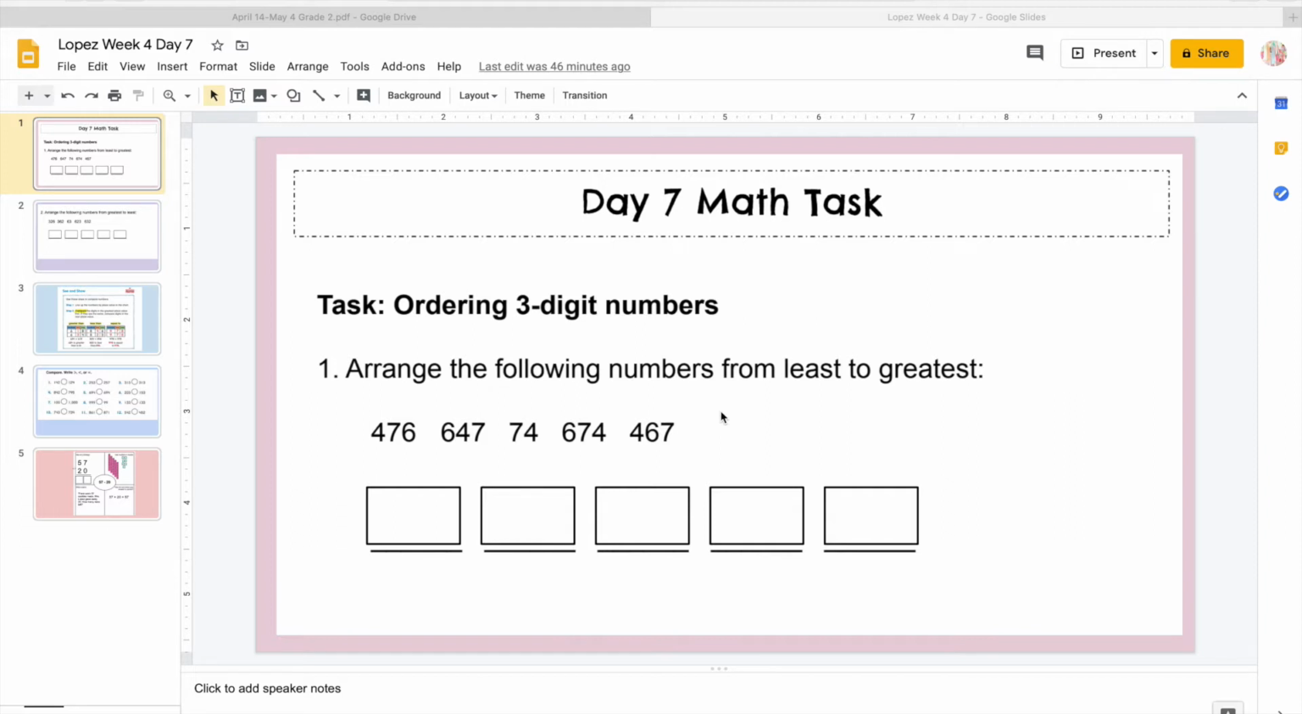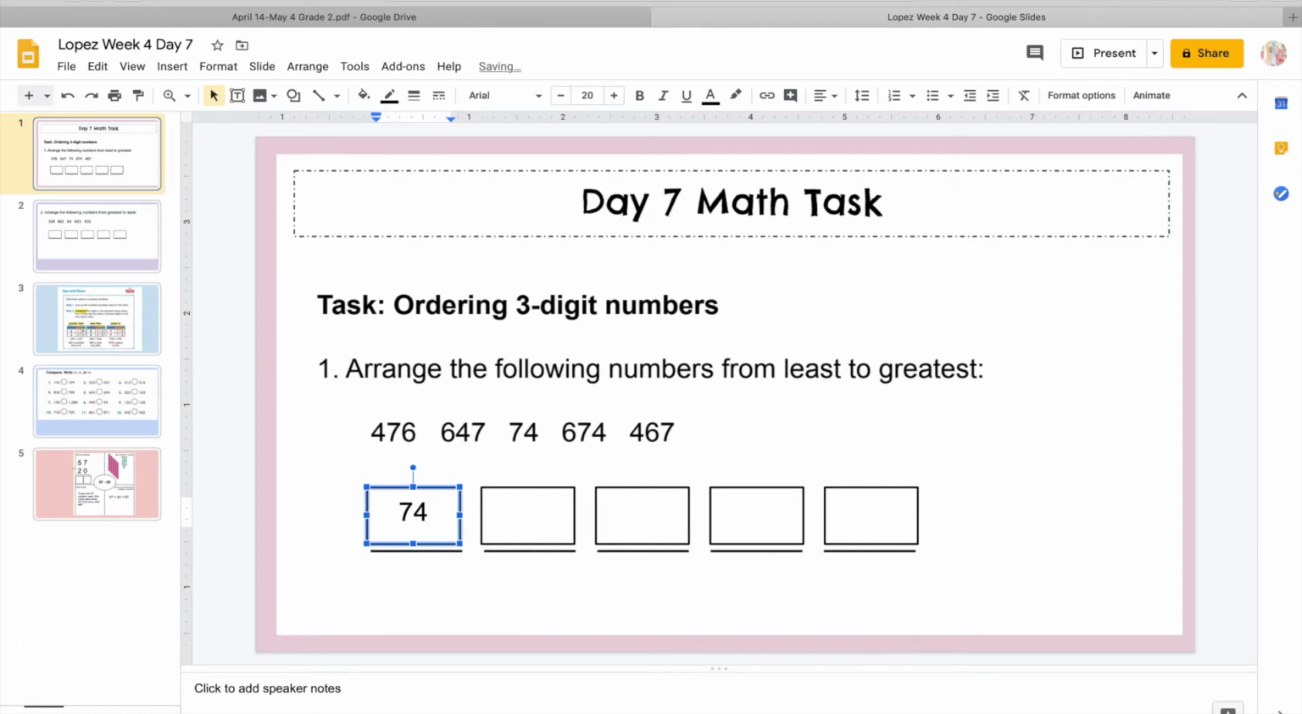So we need to understand we're going by place value, starting with hundreds, moving over to tens, moving over to ones. In this case, because they are looking for least to greatest, we're going to start backwards and look at the ones. They all have a number in the ones column, so we need to move on and look at tens. 74 has a number in the tens column, but there is no hundreds.